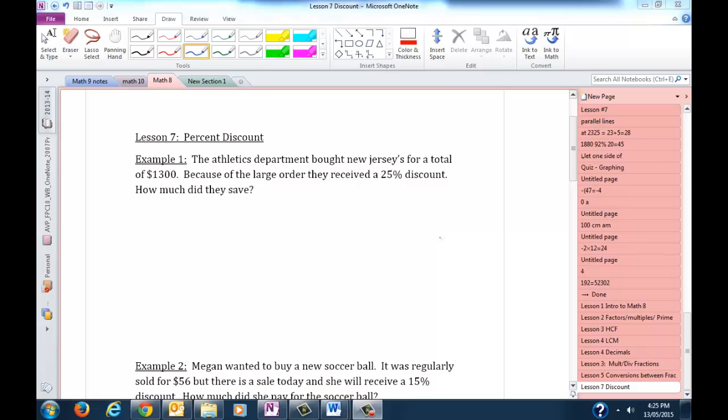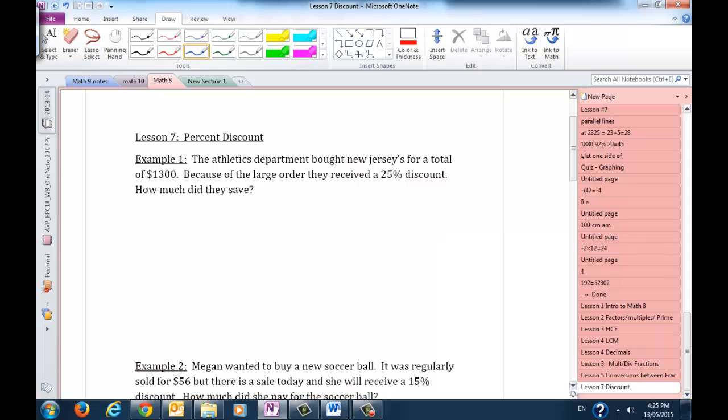Our lesson today is percent discount. To discount an item, we deduct an amount from the original amount. In example 1, the athletics department bought new jerseys for a total of $1,300. Because of the large order, they received a 25% discount. How much did they save?